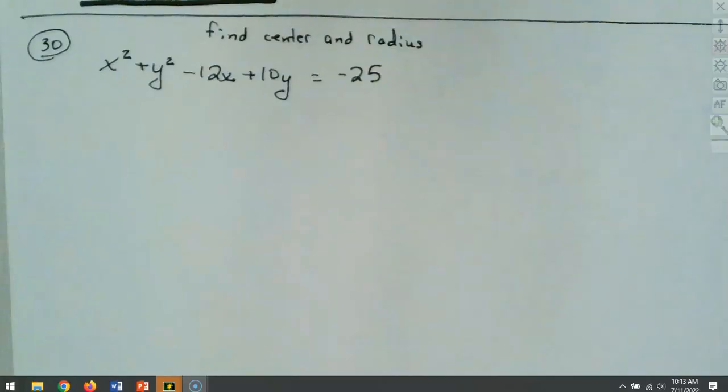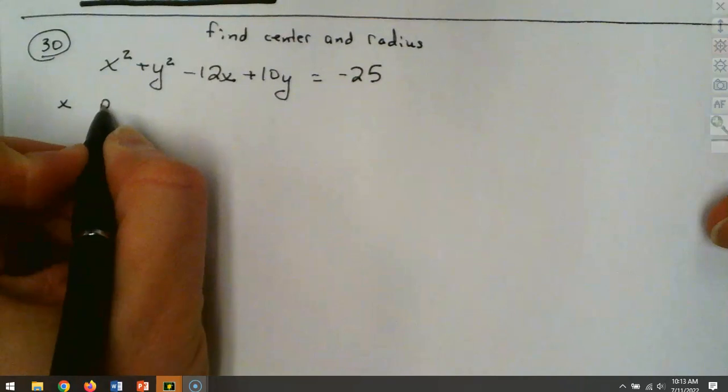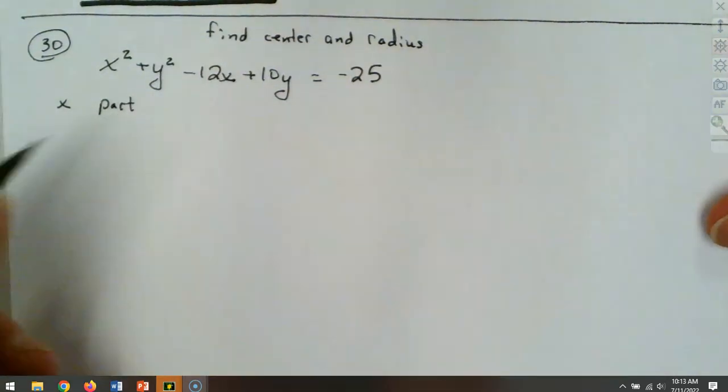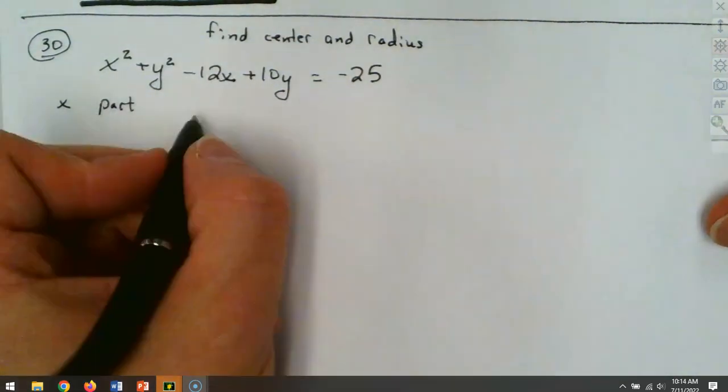Well, there's actually less work on this one because we already have the x's and the y's located on the left-hand side, and that 25 has already been moved over. So that part is done. Now we need to work with the x part and the y part separately. And what's our scheme? We're going to half and square.